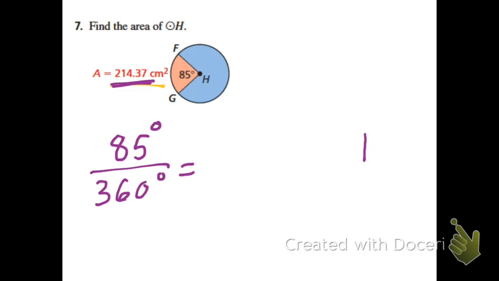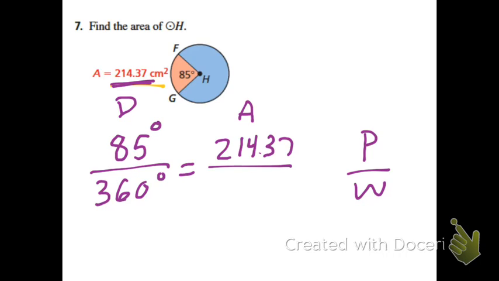All right, so right now it's part over whole. This fraction is in degrees. This fraction is going to be in area. So we know that the part of the circle in area is 214.37 centimeters squared, because we're given that. But we're looking for the area of the whole circle. So we'll make x in the denominator. All right, so it's always part over whole equals part over whole. One fraction in degrees, another fraction in area.